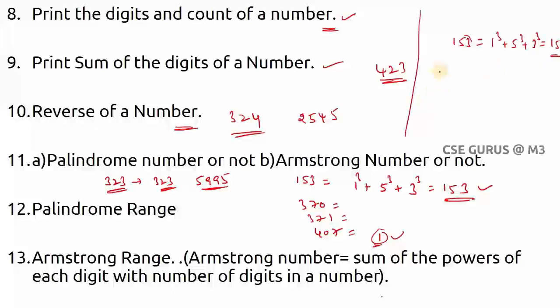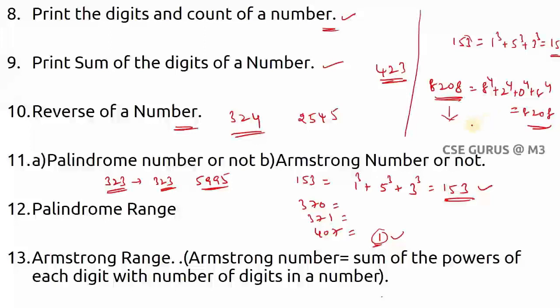Let us suppose I take one more number, that is 8208. How many digits are there? Totally 4. So that's why I have to make 8 power 4 plus 2 power 4 plus 0 power 4 plus 8 power 4, which is equal to 8208. Of course you can calculate. So this total sum will become 8208. That's why I call 8208 an Armstrong number.